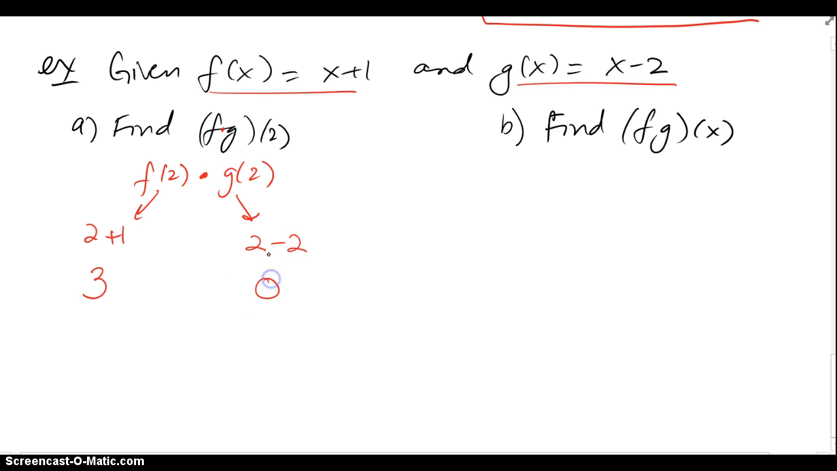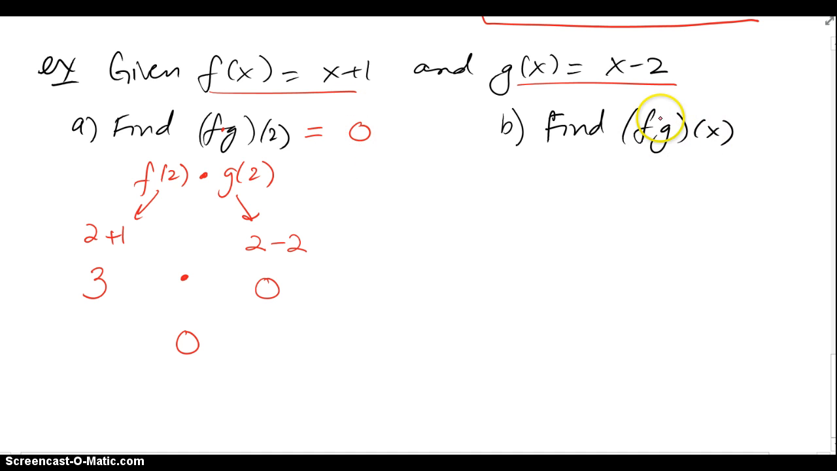pops out as 0. And what is the operation I'm supposed to do? I'm supposed to multiply them, so 3 times 0 is 0. In other words, f times g of 2 is 0. Remember, the 2 goes as an input into both of them. So the input of x goes in and an output of y comes out.